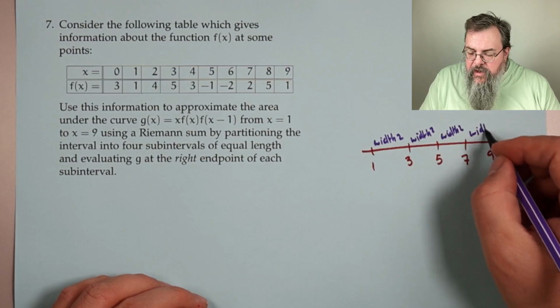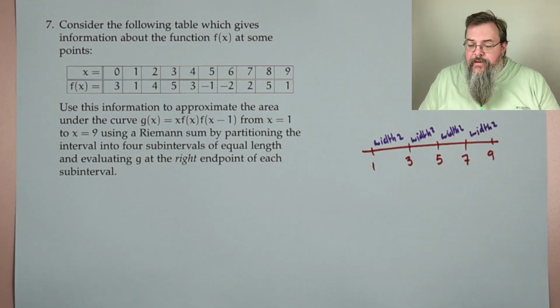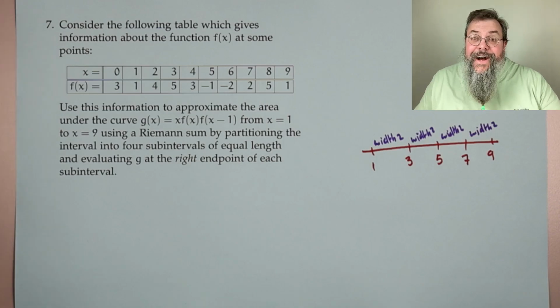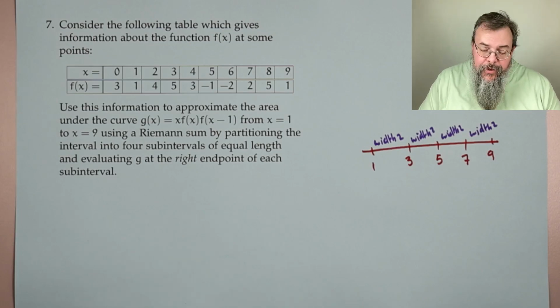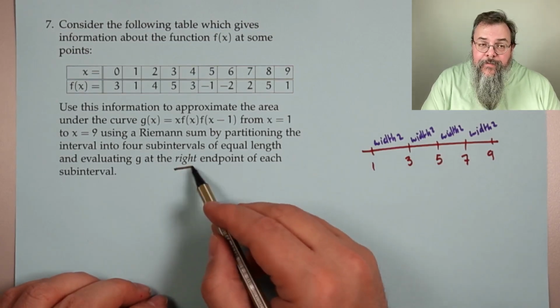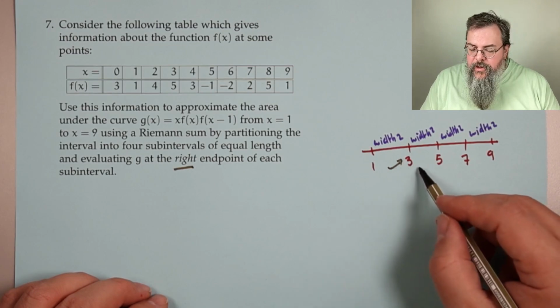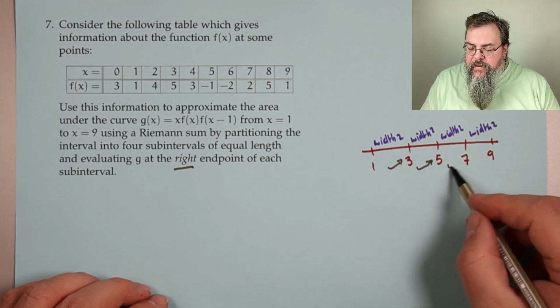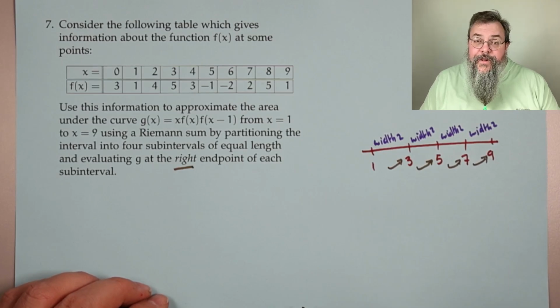All right, so now we have our widths. And since we have our widths about us, we should find our heights. So that comes into play by saying, which point do we look at? The right. So for the interval from 1 to 3, we're going to look to 3. From 3 to 5, look to 5. 5 to 7, look to 7. And from 7 to 9, look to 9.